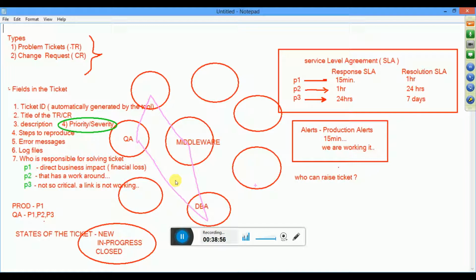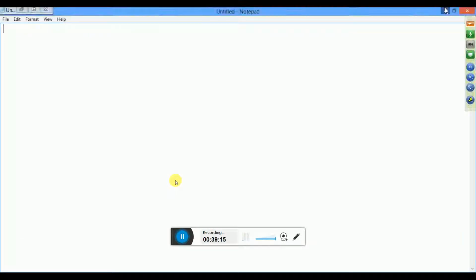Alright, so this is how the ticketing helps. What is the contents of the tickets, the types of tickets, the priorities of the tickets, states of the tickets, the teams that use the tickets, the tools, the SLAs for the ticket, who raises the ticket, all that stuff. Alright, so we'll get in depth into each of them later.